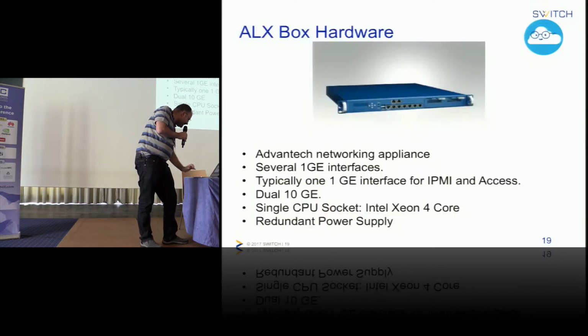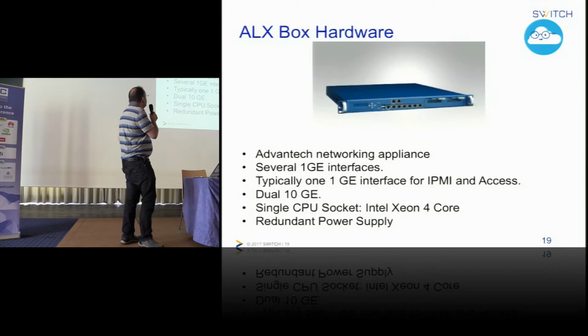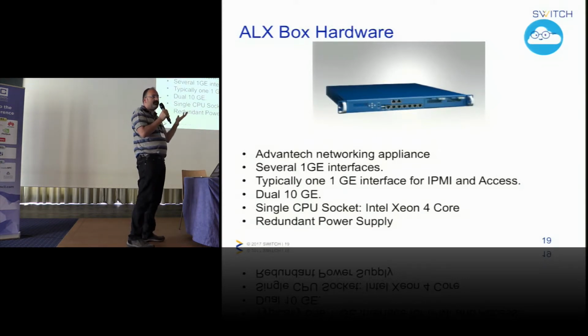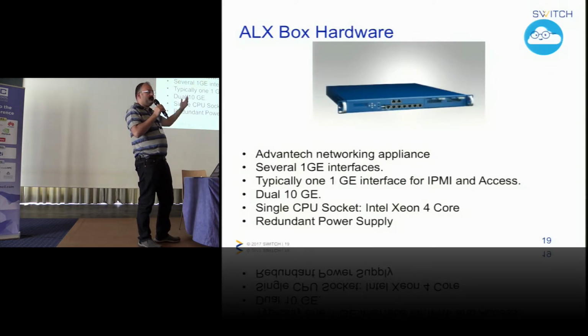Okay, let's give some details about the hardware. So at the moment we are using this box from Advantech. There are several 1 gigabit Ethernet interfaces and 2 10 gig interfaces. This box is the one that we deliver to the university when we start this service. So there is one in our data center and one at the remote sites, and it's the one where the IPv6 tunnels are terminated.